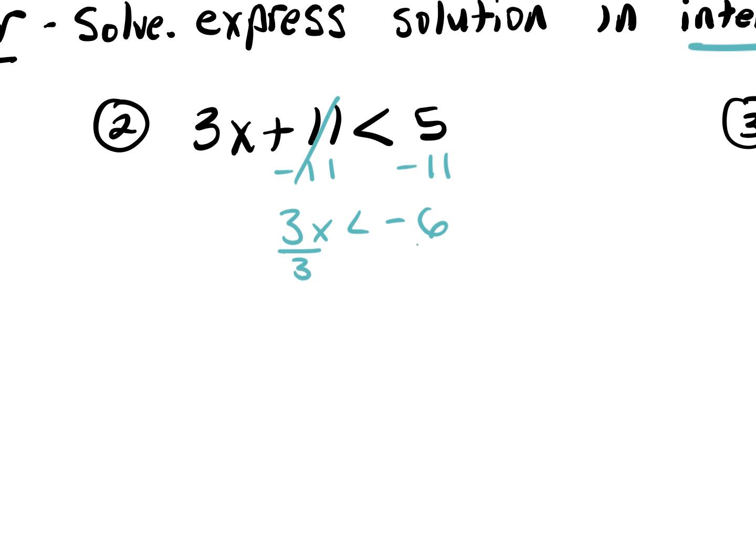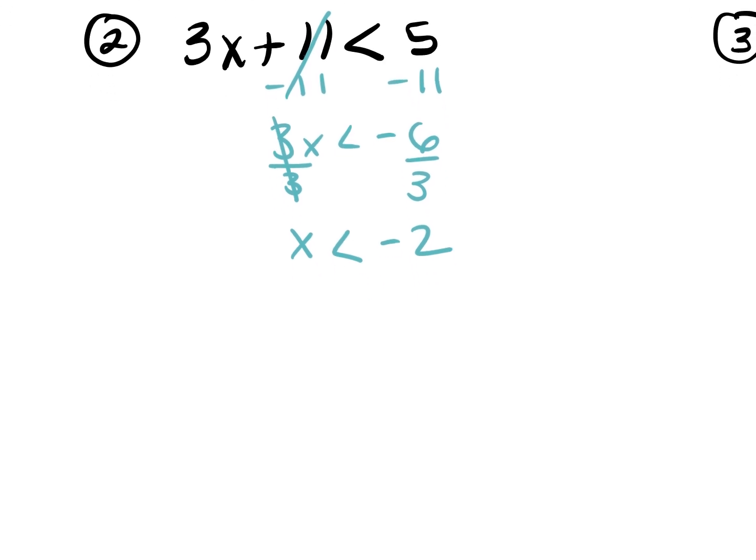What should we do next? Divide by 3. If we're dividing by 3, do we have to switch this inequality? No, only when you're multiplying or dividing by a negative. So what's -6 divided by 3? -2. So x is less than -2.